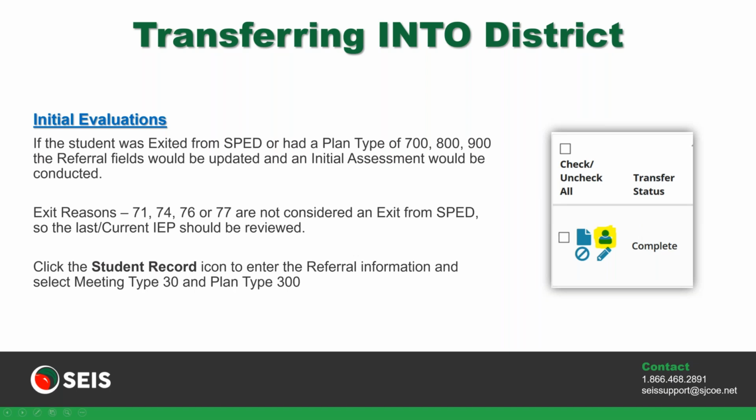We just wanted to reiterate that exit reasons 71, 74, 76, and 77 are not considered an exit from special education, so you definitely would want to review their last or their current IEP. But then you would just click on the student record icon to be directed to the CALPADS student page and select plan type 300, which is for pending initial evaluation, and select meeting type 30, again, which is for pending initial evaluation.